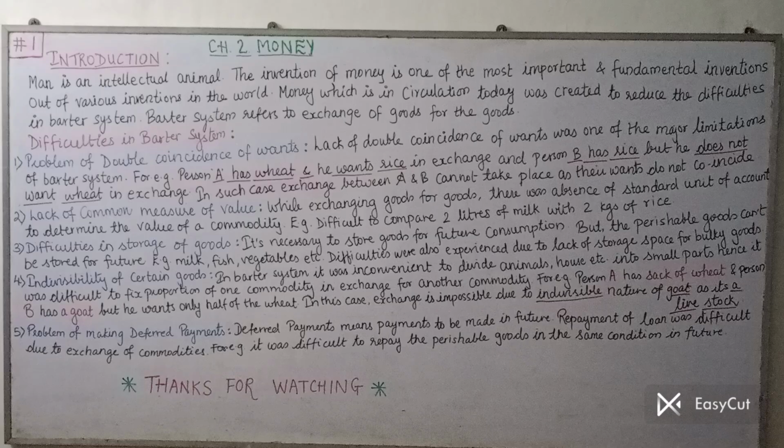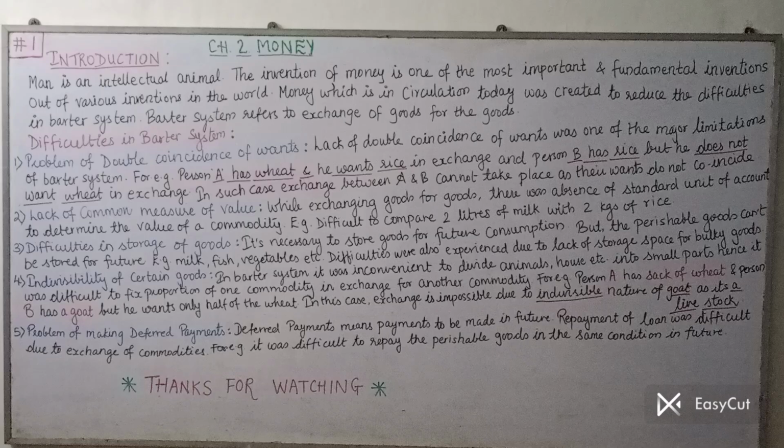Because any person can determine the exchange value of his goods as per his own wish, it was a very difficult situation. Then the third difficulty: difficulties in storage of goods. Supposing we want to trade in future, it was not possible to store the goods, especially the perishable goods couldn't be stored.